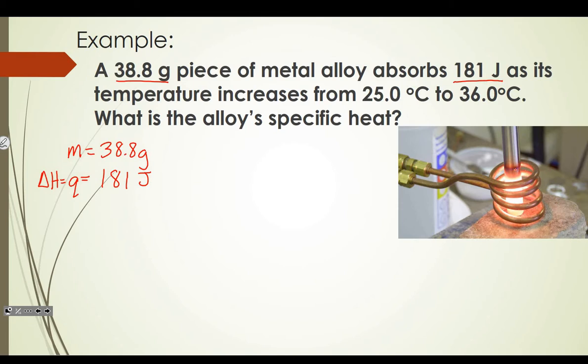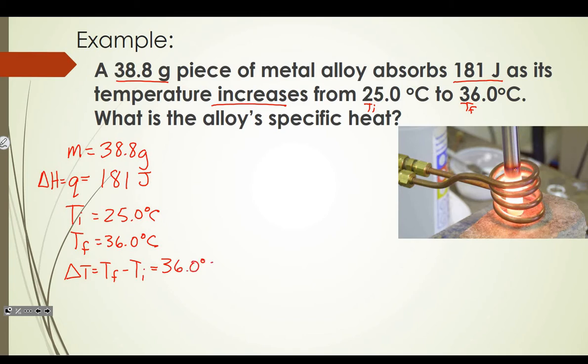As the temperature increases from Ti to Tf, okay, so Ti is 25 degrees Celsius, Tf is 36 degrees Celsius. Before I go on, I know delta T is Tf minus Ti, so 36.0 degrees Celsius minus 25 degrees Celsius, that's 11.0 degrees Celsius.